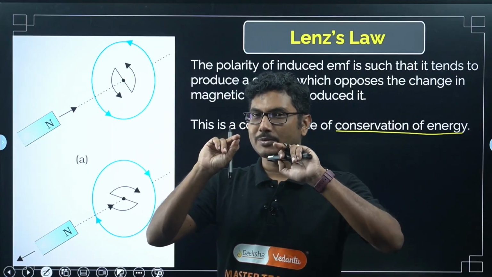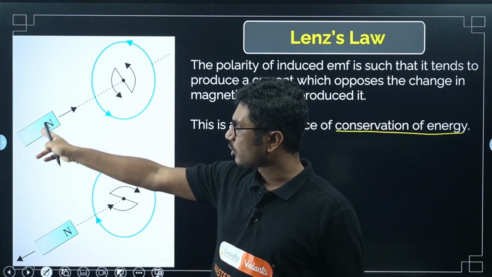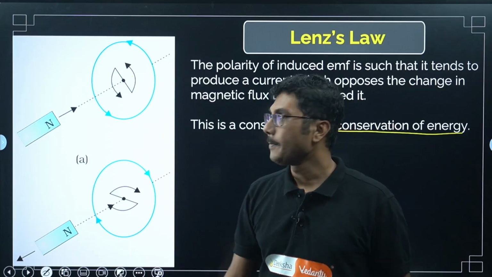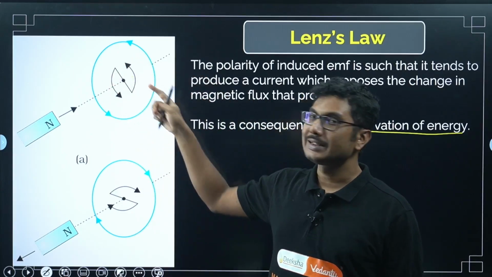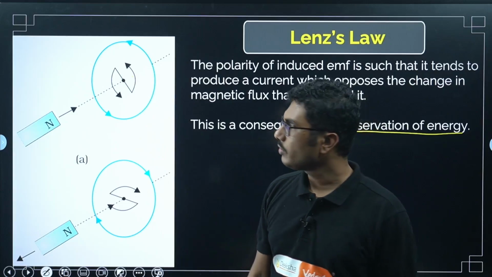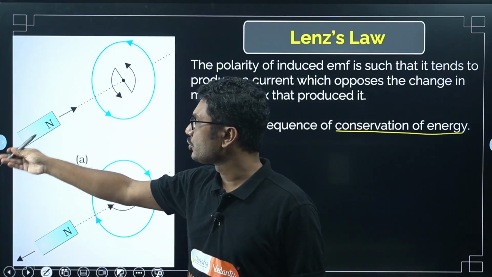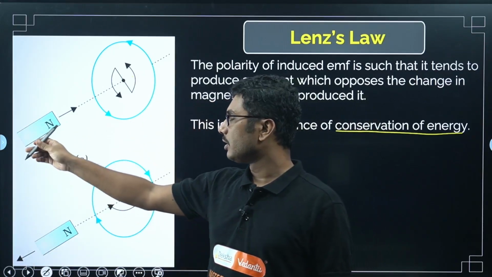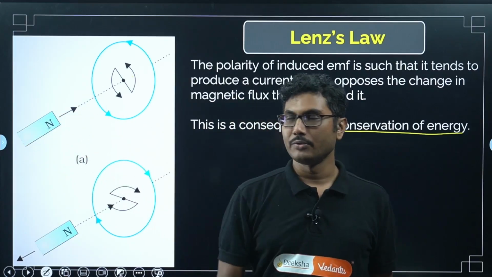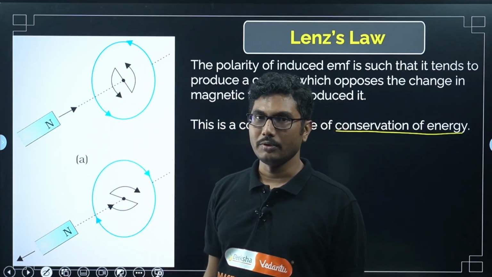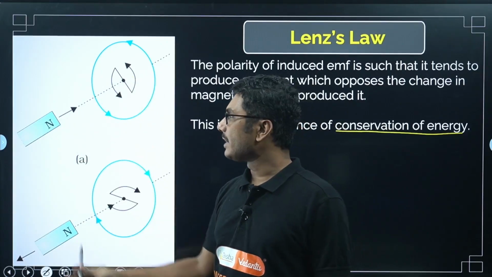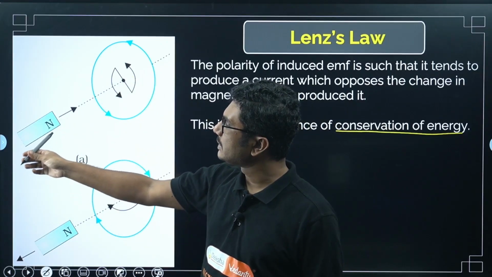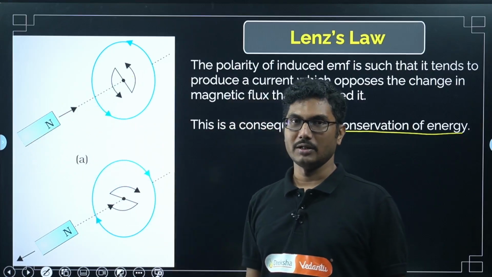Now just give me a small example. Suppose this north pole is moving towards this coil, and somehow instead of a north pole there is a south pole. So what will happen? You just push this magnet by a small amount, so immediately there is a south pole and this is a north pole, so they will attract each other and this north pole will automatically start moving towards this coil, right?